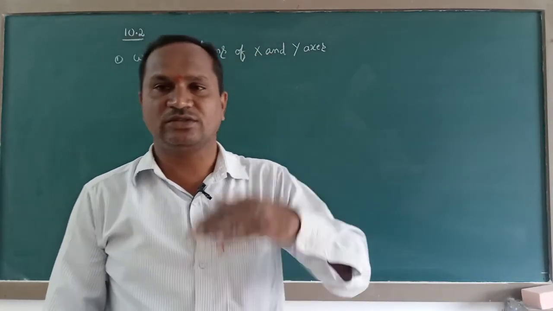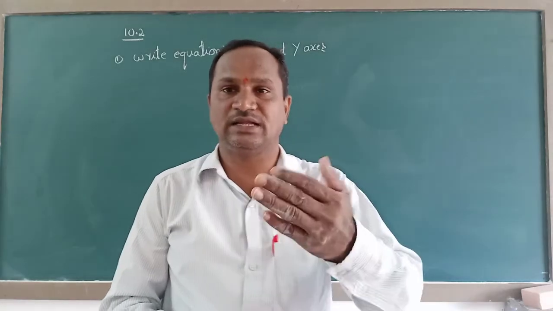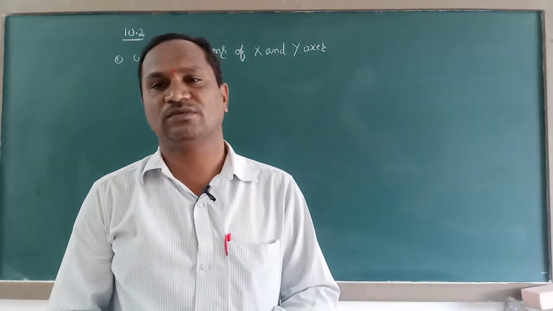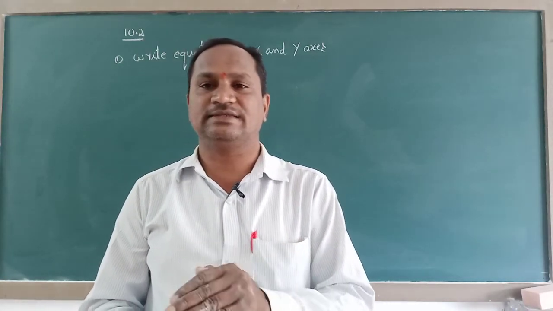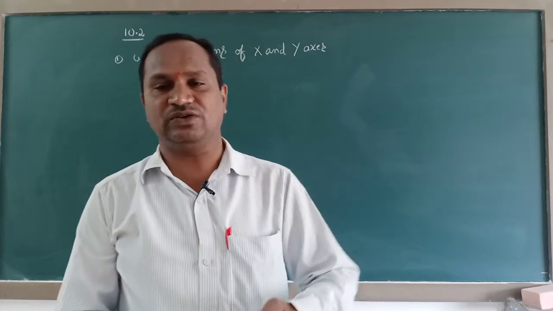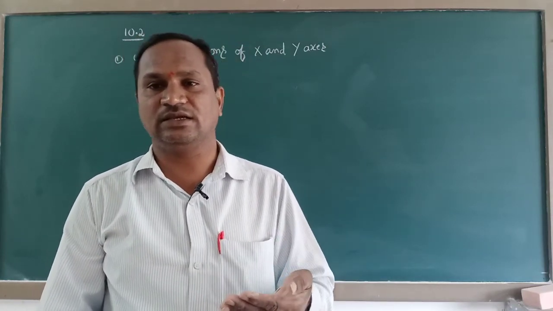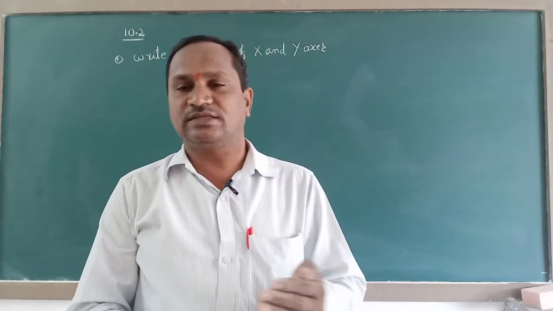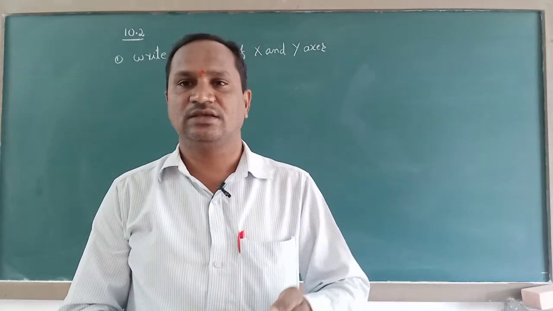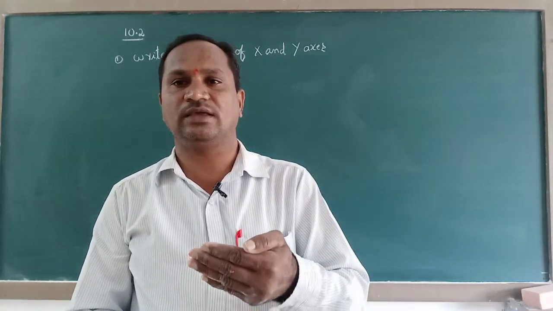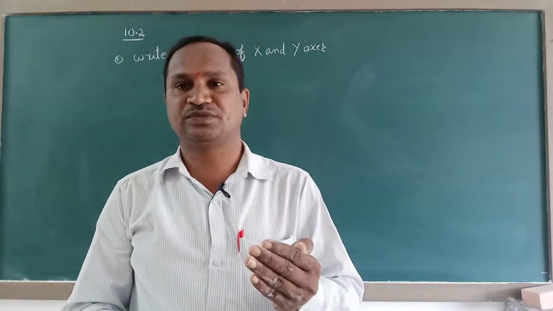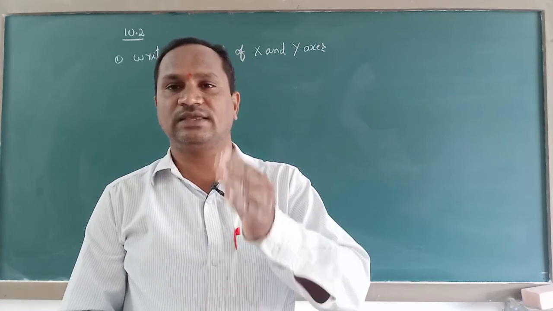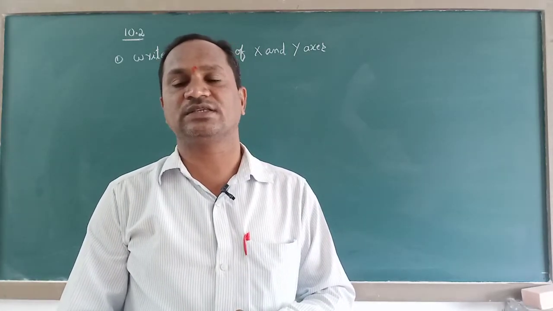When I told the points under the slope of a line segment, I also told that the equation of x axis is always y is equal to 0, because if any point lies on x axis, then the ordinate value is always equal to 0. Similarly, the equation of y axis is always x is equal to 0. That is, the abscissa value is always equal to 0, because if any point lies on y axis, the first coordinate is always equal to 0.